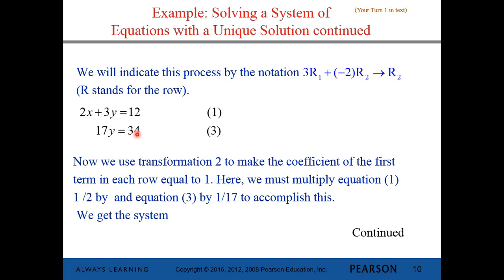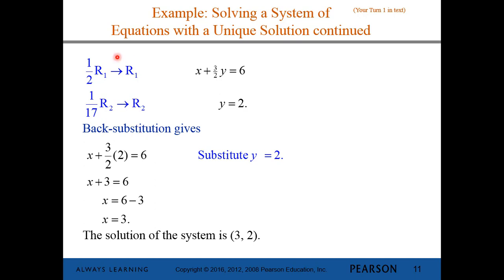And so we're going to get y equals 2. So these are the two transformations we're doing: 1/2 R1, and we replace R1 with that. And then we're going to take 1/17 of row 2, and replace row 2 with whatever that is. And so this is what we get: x plus 3/2 y equals 6, and y equals 2, and that becomes our new system of equations. Now, if you see it, this is in triangular form.